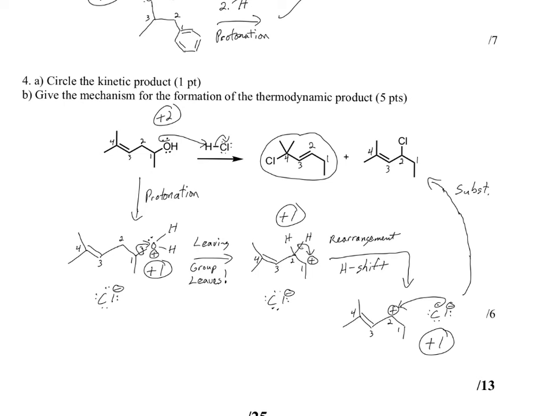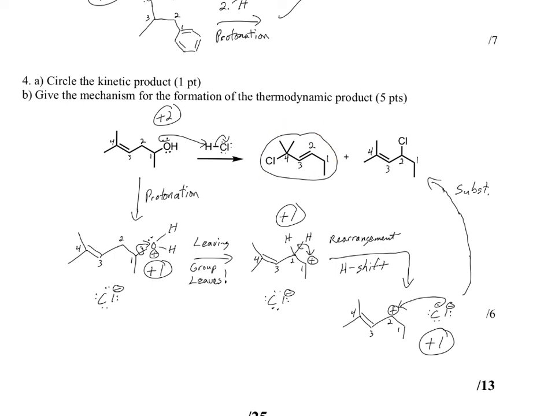The next step is to give the mechanism. The first step is going to be protonation. We protonate, that's +2. The leaving group leaves, the water leaves. We do a hydride shift, because this is a secondary carbocation. If we do a hydride shift, we get a secondary allylic carbocation. So it's more stable. So +1 for the rearrangement, +1 for the substitution, which gets us the thermodynamic product. The key here was to recognize you do this rearrangement. A lot of people lost points or tried to number things differently, but a secondary carbocation is less stable than a secondary allylic carbocation. That's the key to remember.